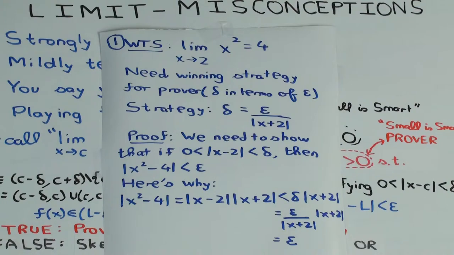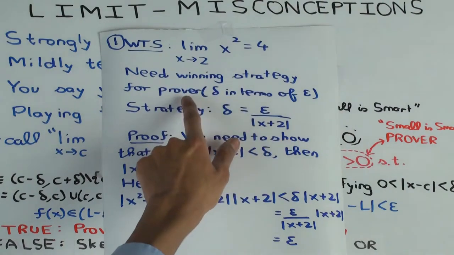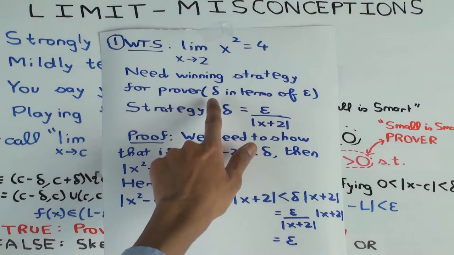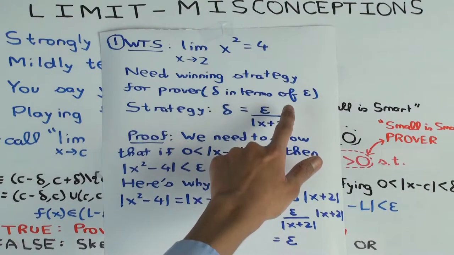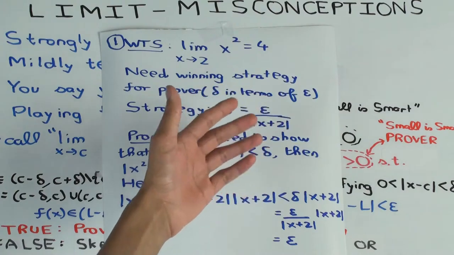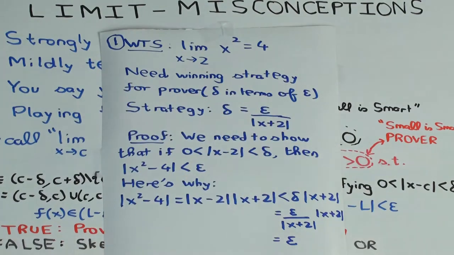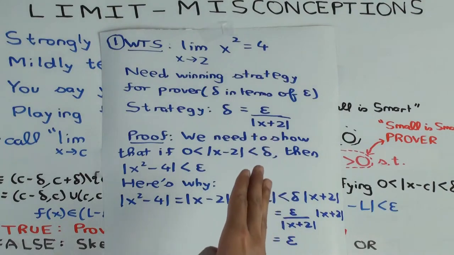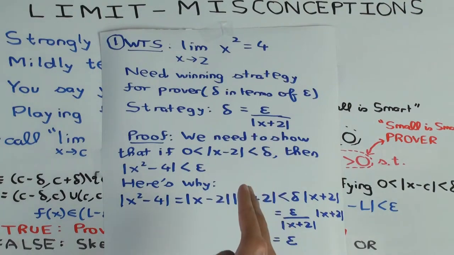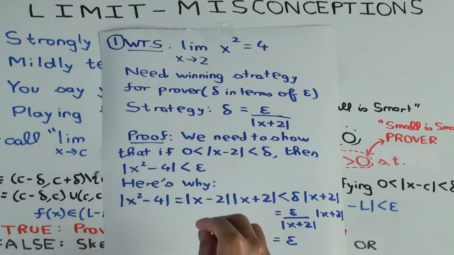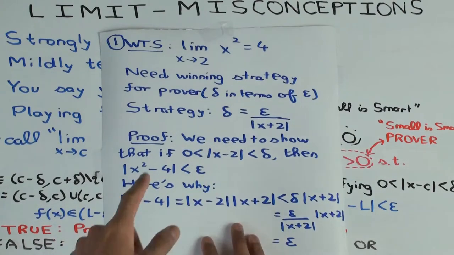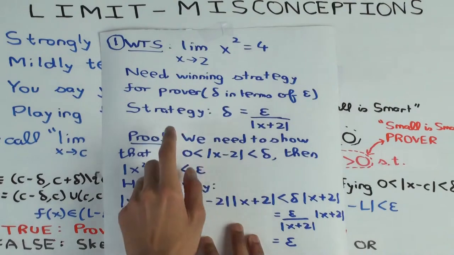Now, in terms of the epsilon delta definition, or rather in terms of this game setup, what we need to do is describe a winning strategy for the prover. So we need to describe delta in terms of epsilon. The only move the prover makes is this choice of delta, right? The skeptic picks epsilon, the prover picks delta, then the skeptic picks x, and then they judge who won. So the only choice the prover makes is the choice of delta. Exactly. So the prover has to specify delta in terms of epsilon.